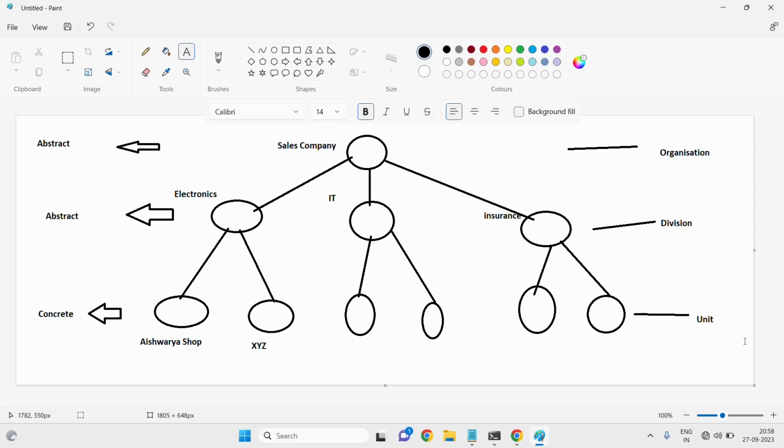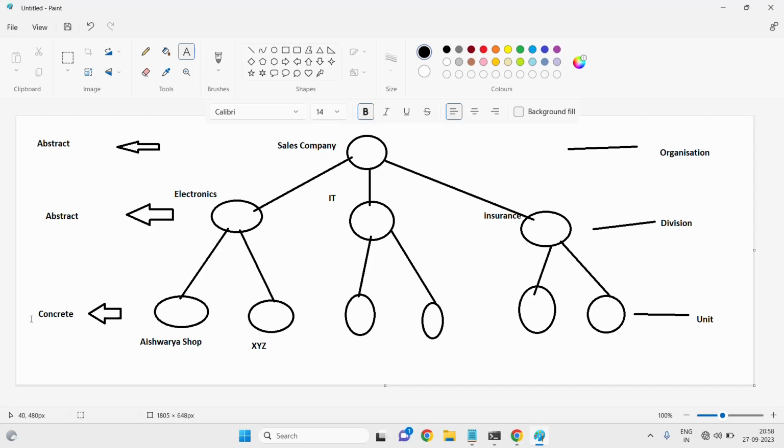Now what happens here is that the organization level and division level come under the concept of abstract classes, and the unit level comes under the concept of concrete classes. Which means abstract classes cannot initiate a transaction ID. I'm precisely telling you that abstract classes are not meant for creating a transaction ID.